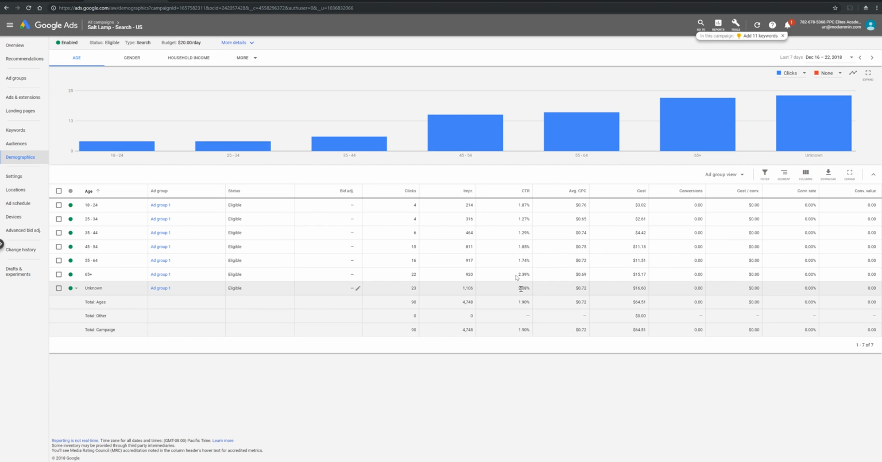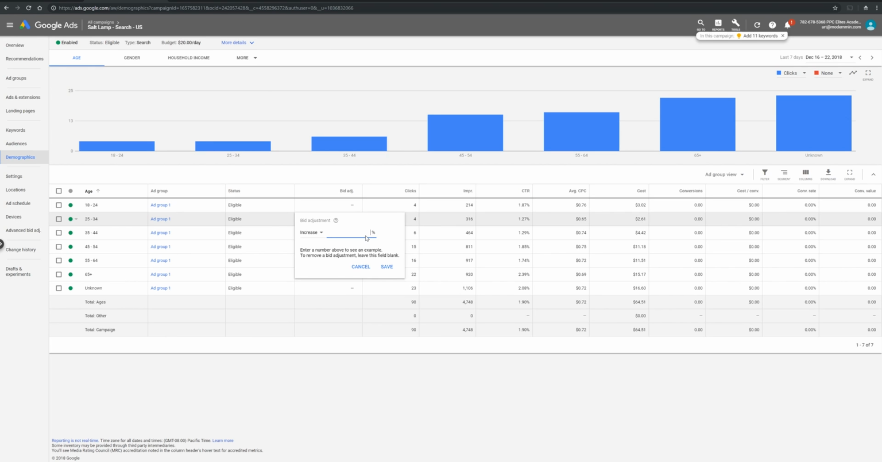And then the third is going to be 18 through 24, but there's not really that many clicks, not that many impressions. So what I would do is look at all this data and say, 25 through 34, it doesn't seem like they're doing that well. I'm going to do a small bid adjustment. And normally I don't recommend going above 30% from the get-go. I would recommend starting small.